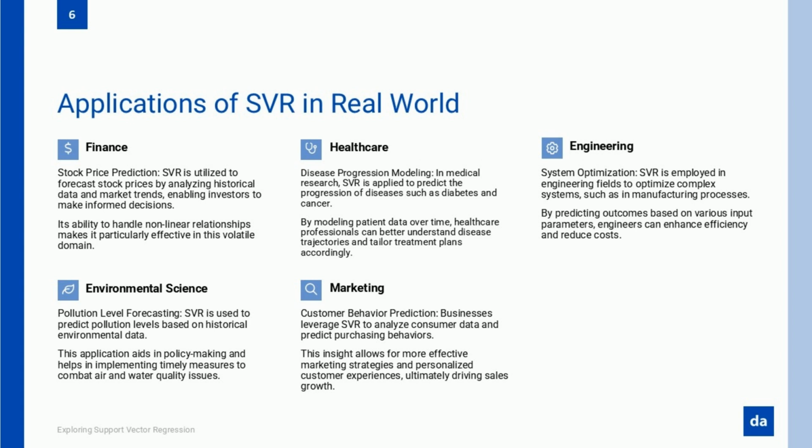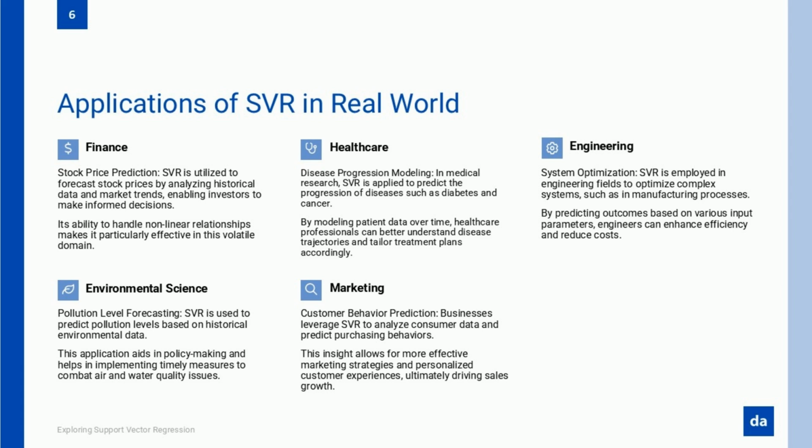Another field where SVR shines is engineering, particularly in system optimization. Manufacturing industries use SVR to predict the outcomes of different machine settings, allowing engineers to fine-tune processes for maximum efficiency. In automotive engineering, SVR is used to estimate fuel consumption and vehicle performance under different driving conditions, helping manufacturers build more fuel-efficient cars. In marketing and business analytics, SVR is used to predict customer behavior.